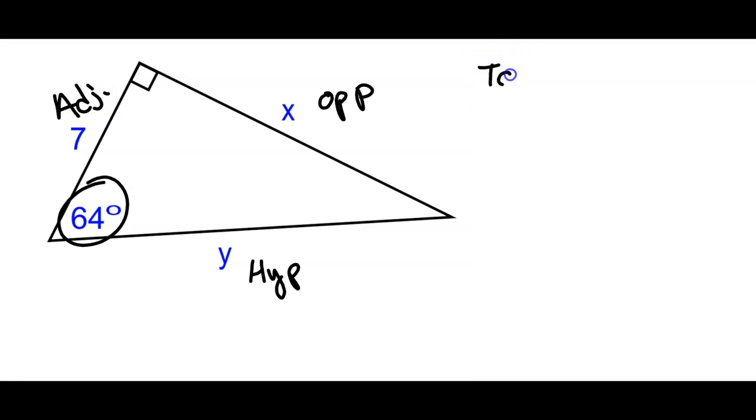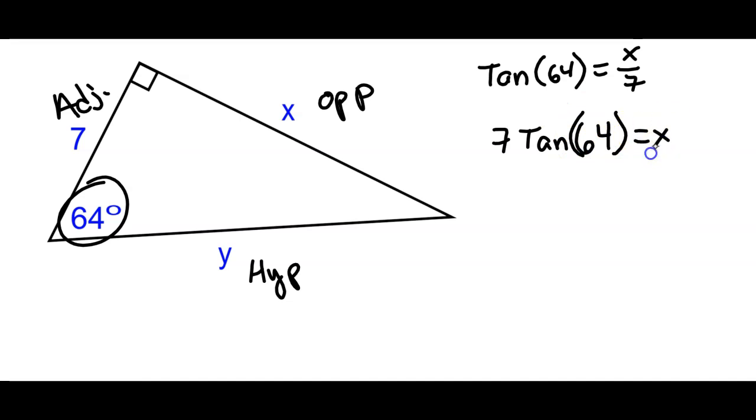That's going to be the tangent function. So the tangent of 64 is equal to the opposite x over the adjacent 7. Now in this case, I'm not going to use the switch-on property because the variable is not in the bottom. The variable is up top. So now I could just simply multiply both sides by 7. So 7 times the tan of 64 is going to equal x. So punching that into the calculator, 7 tan 64.